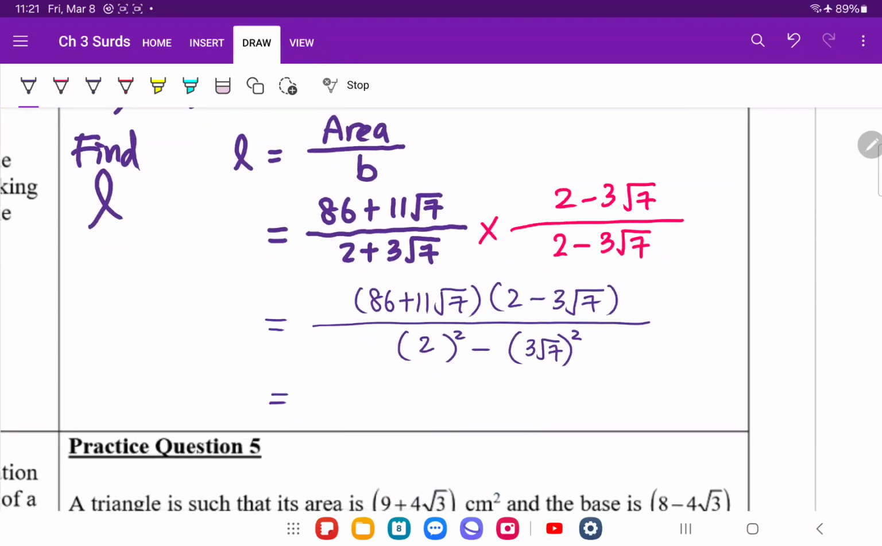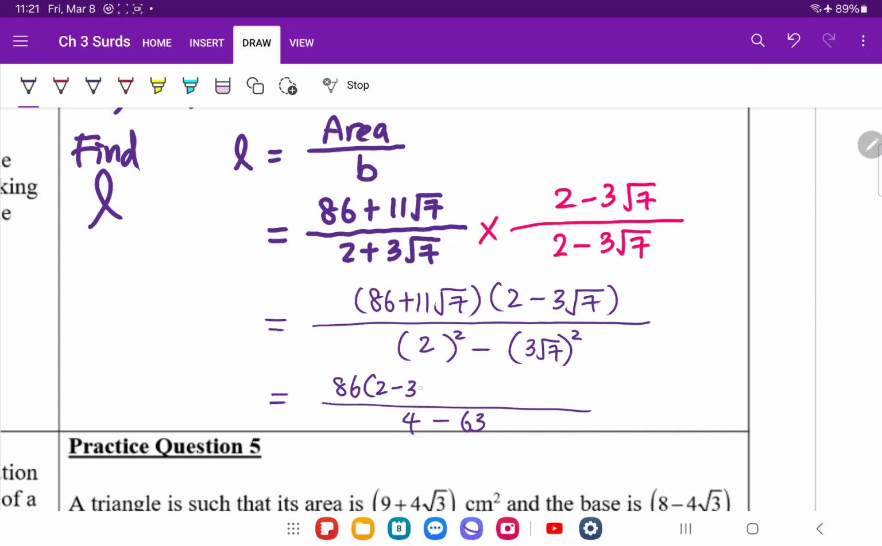Okay, denominator, what is 2 square? 4. What is 3 square root 7 whole thing square? 63, so the denominator is 4 minus 63, which is negative 59. If you don't know the answer, pick up the calculator and press. That's it. Now for numerator, you slowly expand. This one no choice, you just have to do it slowly.